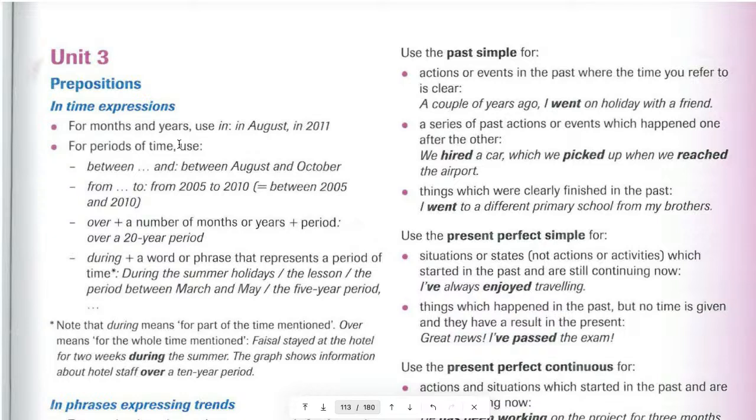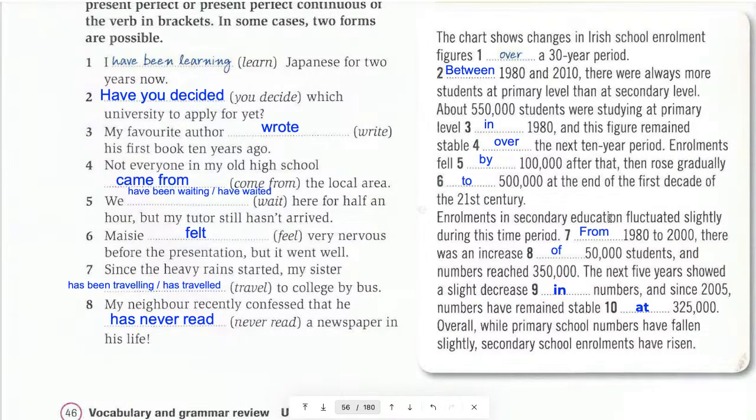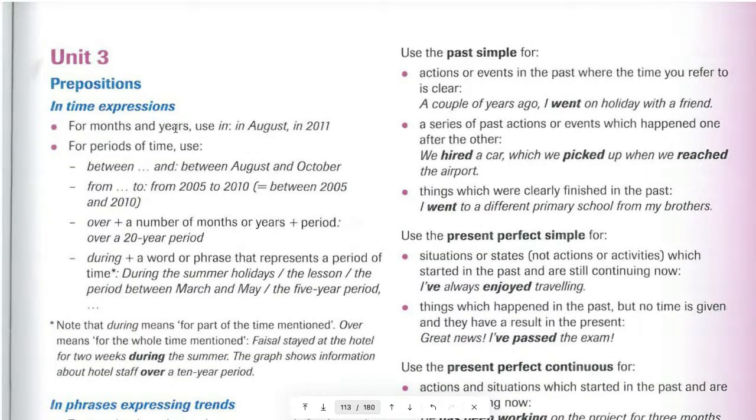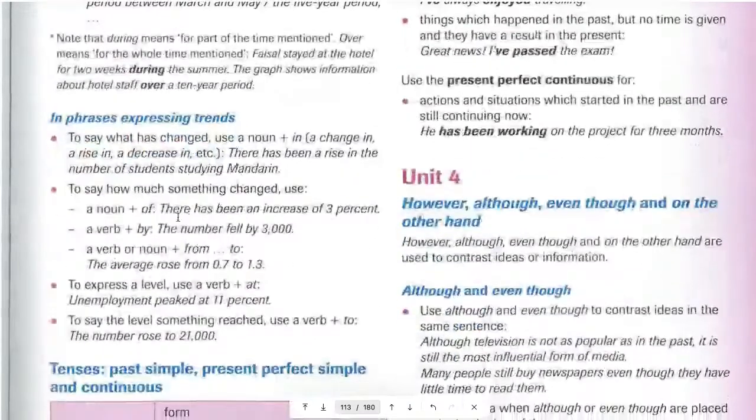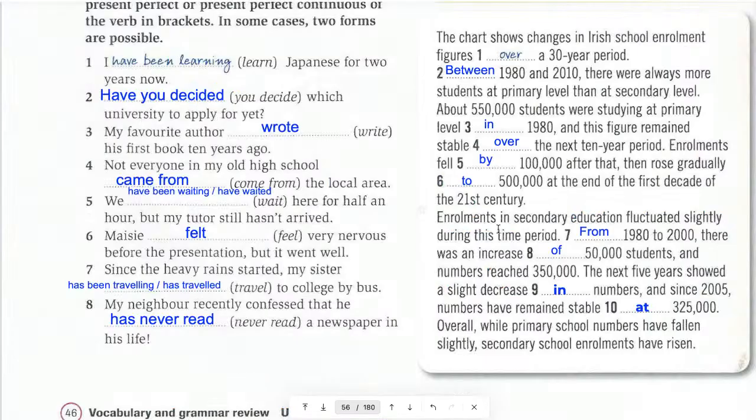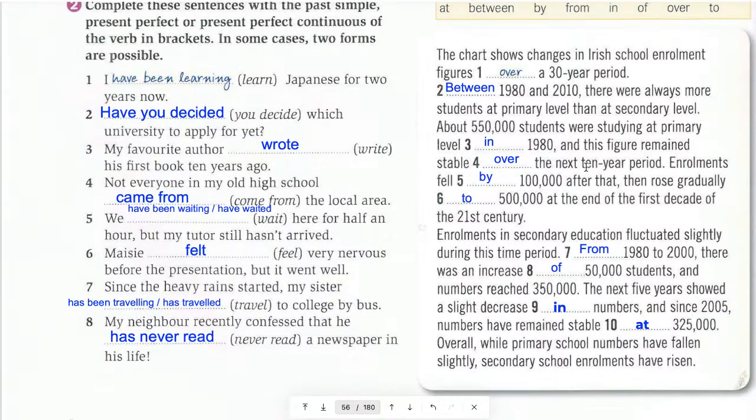For months and years, we use in August, in 2011. For a period of time, we use between and, like between August and October, or from 2005 to 2010. We can use both between and or from and to. So here, from 1980 to 2000 is in time expressions. But here we are talking about another thing. So a verb or noun plus from to. Do we have that in this assignment? Do we have it here?